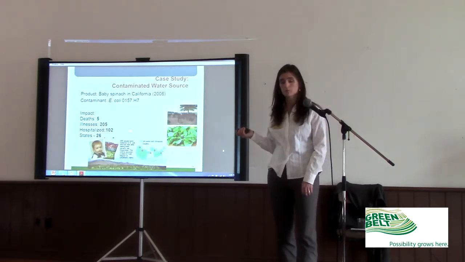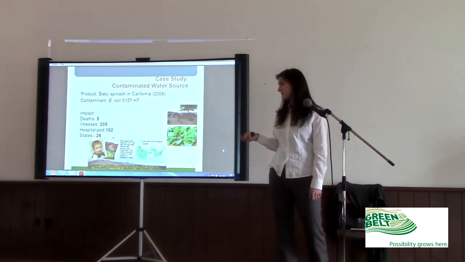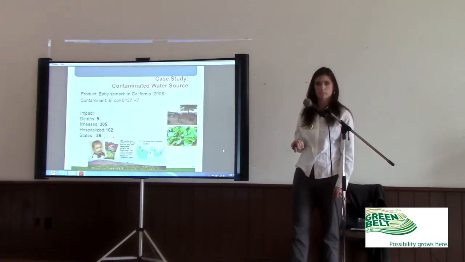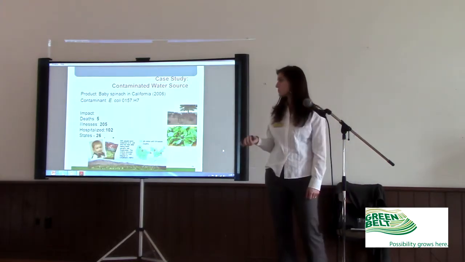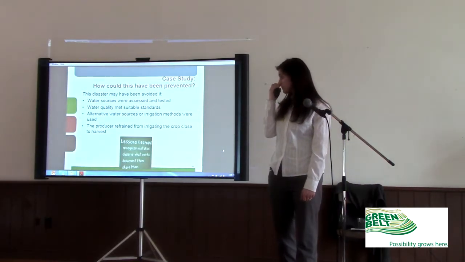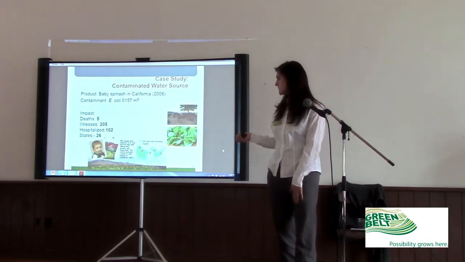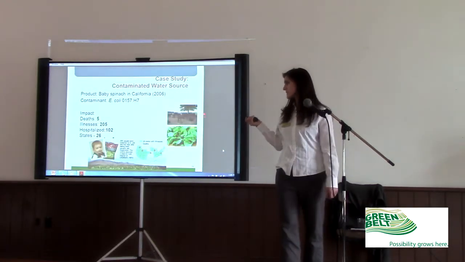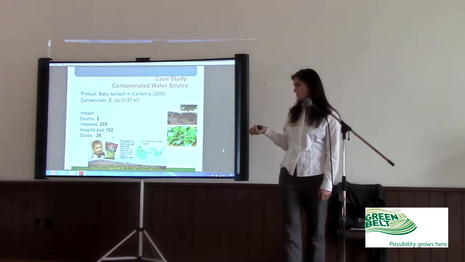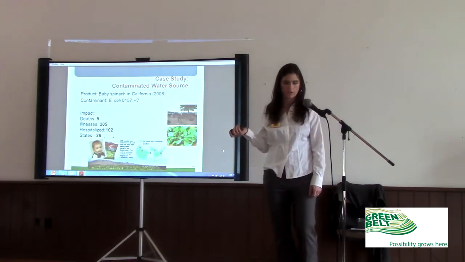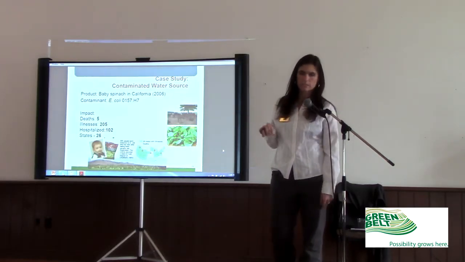This little boy, Kyle, he died as a result of eating that spinach. And the reason why that spinach became contaminated was, there were two things, but basically the water source that was being used to irrigate the spinach was contaminated, and it was overhead irrigation.